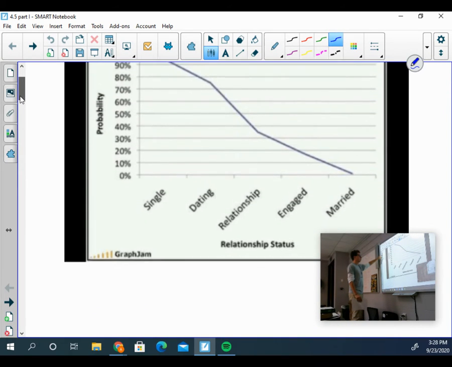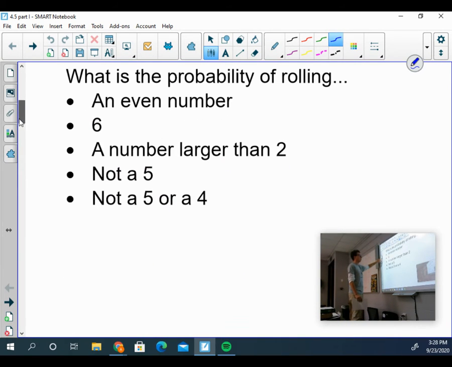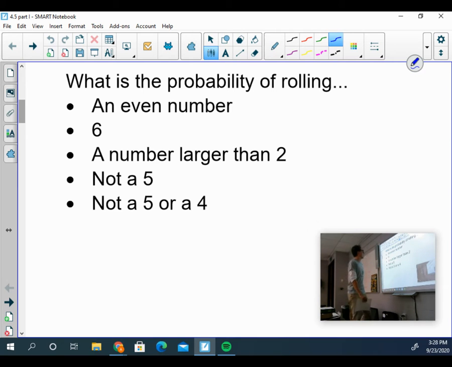4.5 is all about probability. So to get the ball rolling, let's talk. What is the probability of rolling any of these things with a single six-sided die? Go ahead and pause the video and see if you can figure it out.